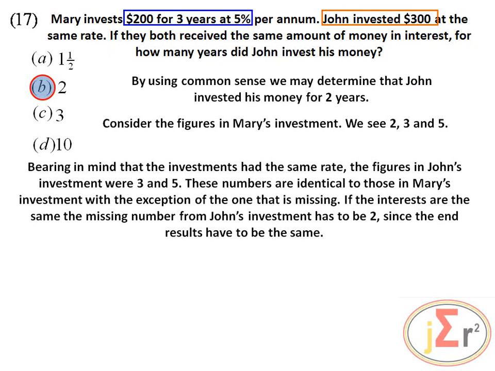These numbers are identical to those in Mary's investment, with the exception of the one that is missing. If the interests are the same, the missing number from John's investment has to be 2, since the end results have to be the same. So if we have 2, 3, 5 in Mary's, we have 3 and 5 in John's, then the other number is automatically 2, since both of them are equal.